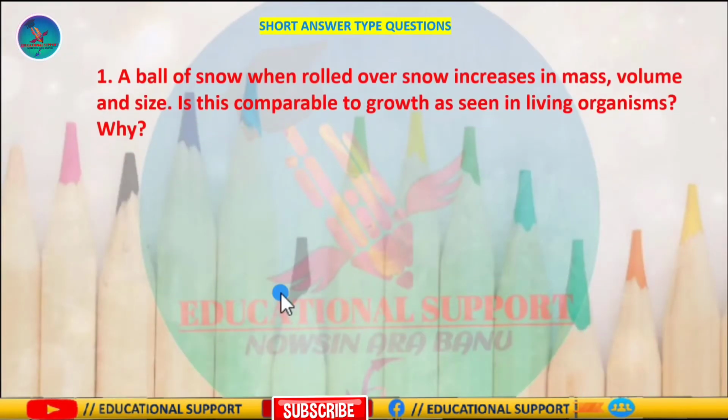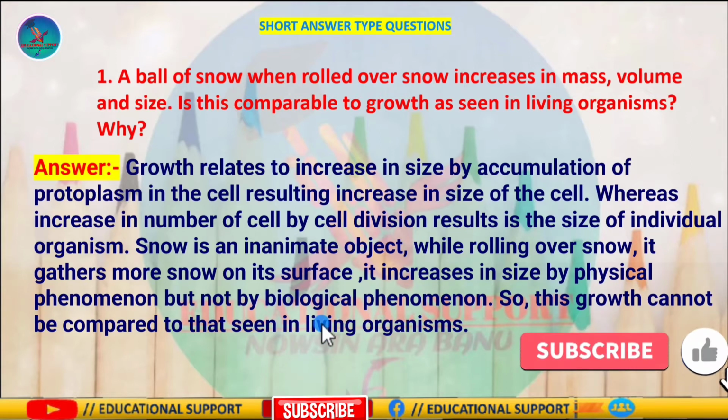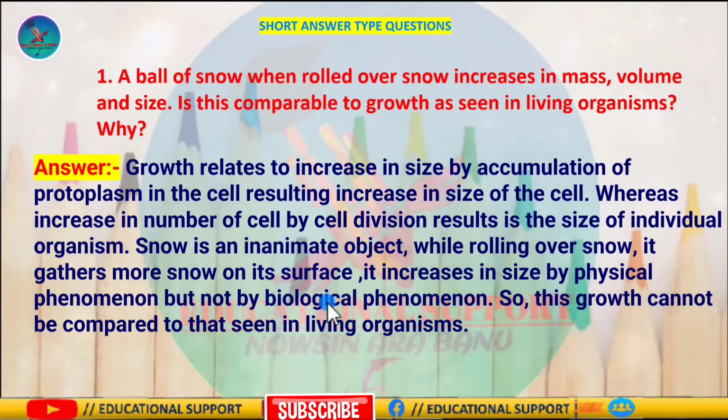So the first question is: a ball of snow when rolled over snow increases in mass, volume and size. Is this comparable to growth as seen in living organisms, and why? Growth in biological terms is a characteristic feature of all living organisms. It relates to increase in size by accumulation of protoplasm in the cell, which results in increase in size of the cell, whereas increase in number of cells by cell division results in increase in size of the individual organism.